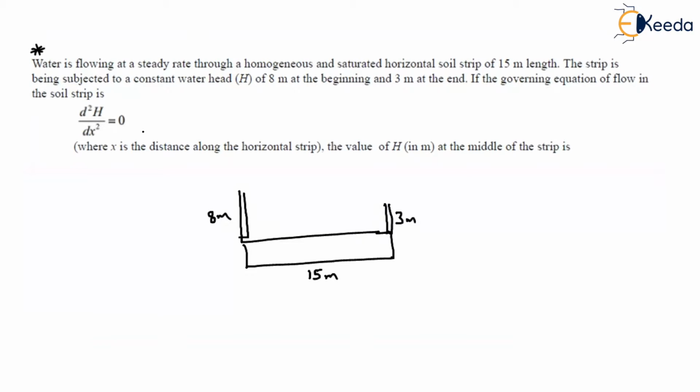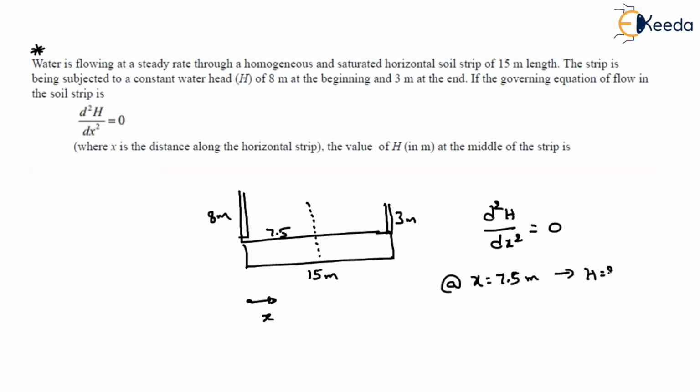The governing equation of the flow: in between starting to the ending, how the head is changing, that is d square h divided by dx square is equal to 0. And x is the distance along the horizontal strip. Let us assume that your x is starting from this point. We have to find the value of h at the middle of the strip. What about the middle distance? 7.5. So at the middle of the strip, at x equal to 7.5 meters, what will be your head available?